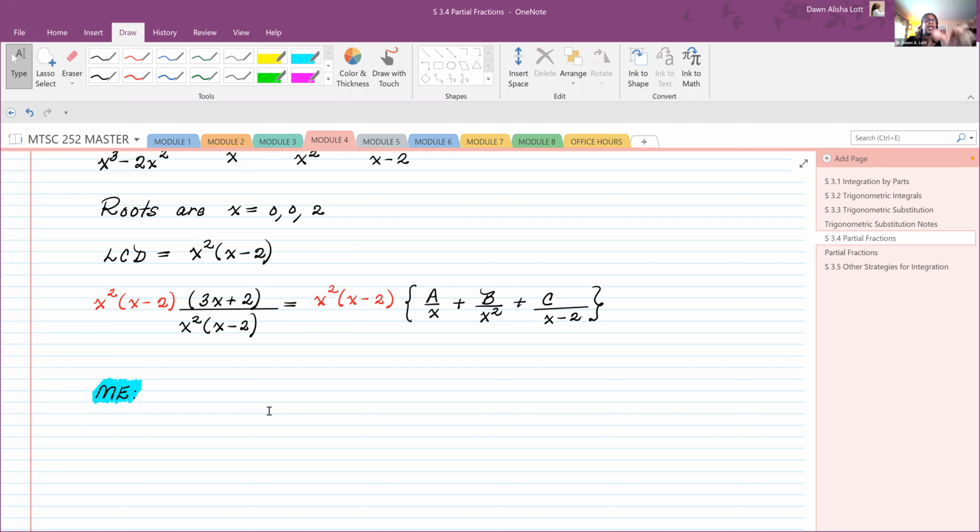So it would be the first equation. So x squared times x minus 2, and then it cancels with what's in the denominator, right? Yes. So then what does that just leave? 3x plus 2. Good.